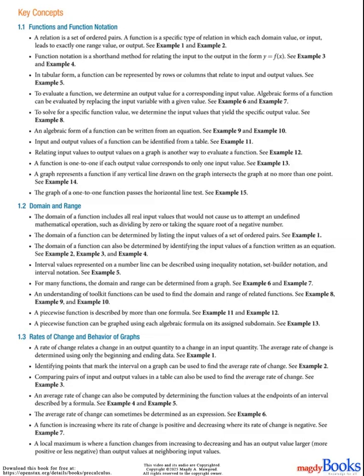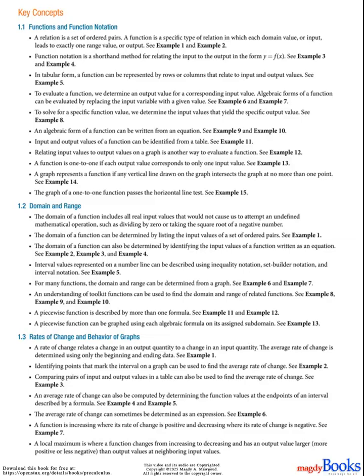1.3. Rates of change and behavior of graphs. 1.3.1. A rate of change relates a change in an output quantity to a change in an input quantity. The average rate of change is determined using only the beginning and ending data. See example 1. 1.3.2. Identifying points that mark the interval on a graph can be used to find the average rate of change. See example 2.